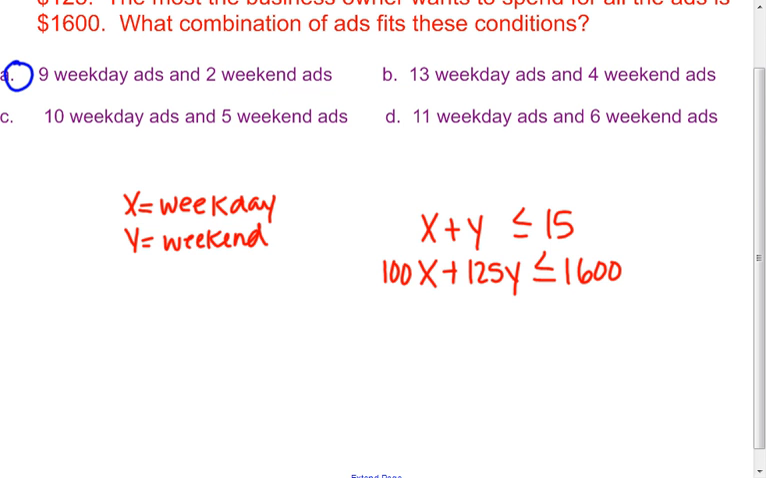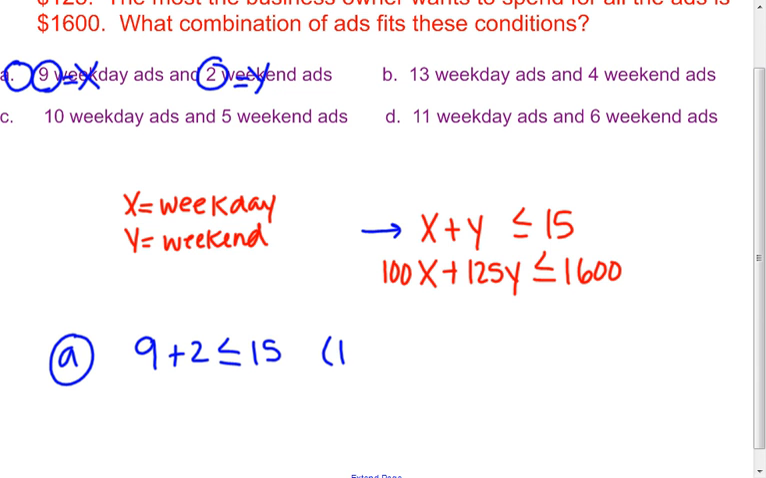And all you're going to do is plug that in to your equations. So weekday we know is x, and weekend we know is y. So basically you're going to put 9 in for x, and you're going to put 2 in for y. You have to plug it into both equations, okay? So here's my question. I'm using, first of all, this equation right here. Is 9 plus 2 less than or equal to 15?